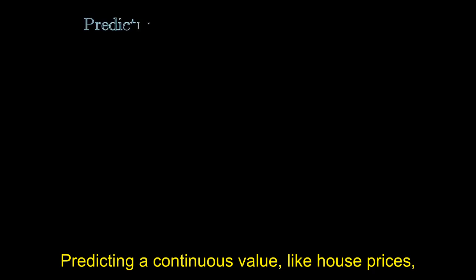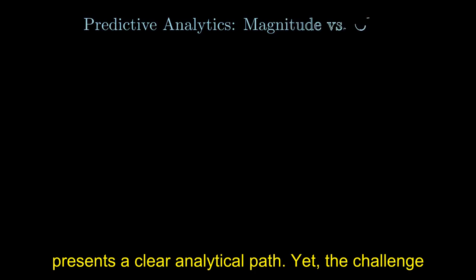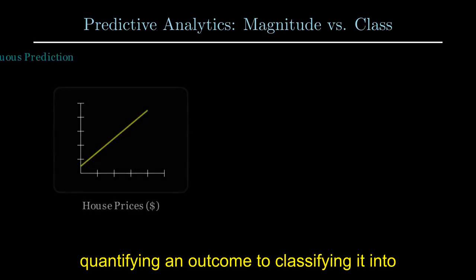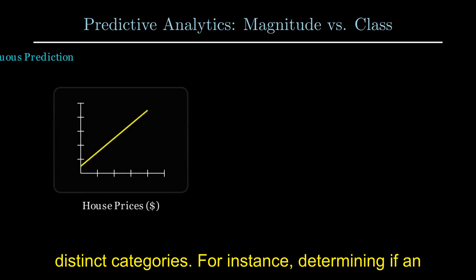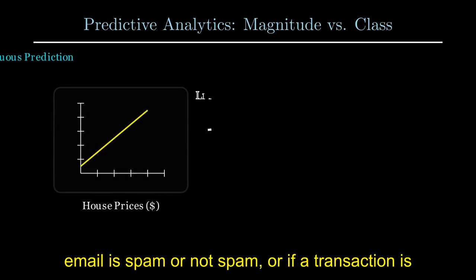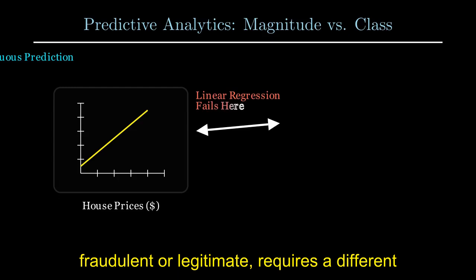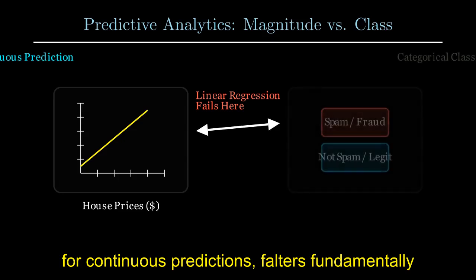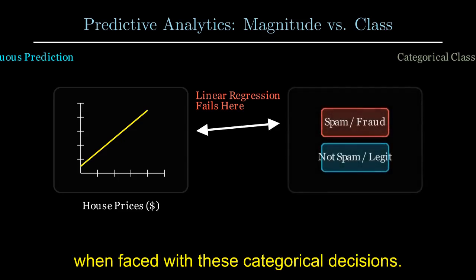Predicting a continuous value, like house prices, presents a clear analytical path. Yet, the challenge intensifies when the objective shifts from quantifying an outcome to classifying it into distinct categories. For instance, determining if an email is spam or not spam, or if a transaction is fraudulent or legitimate, requires a different statistical framework. Linear regression, effective for continuous predictions, falters fundamentally when faced with these categorical decisions.